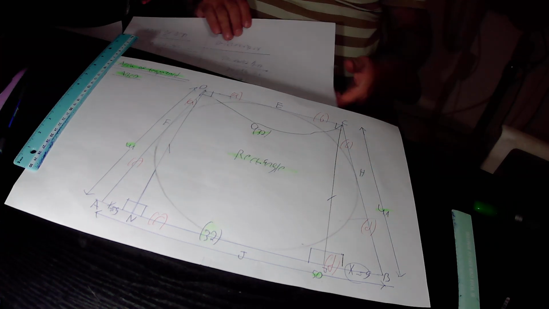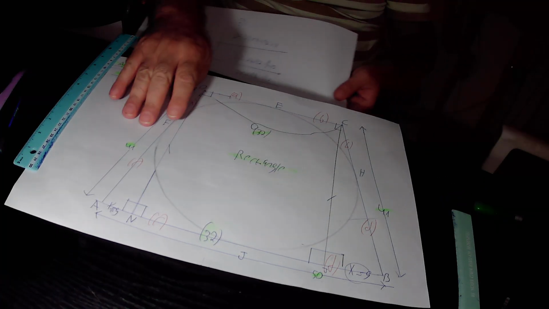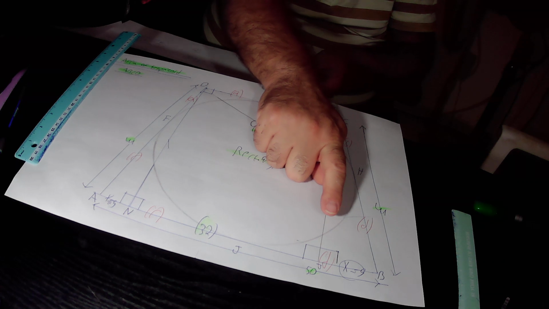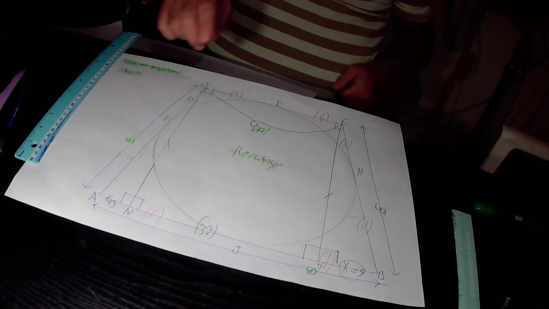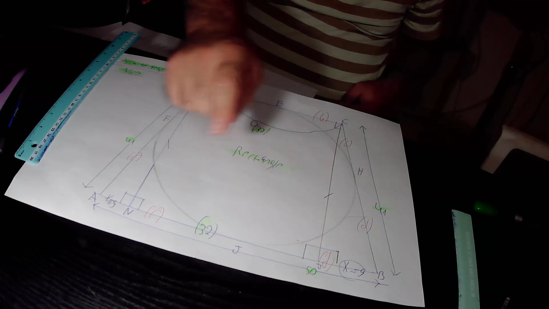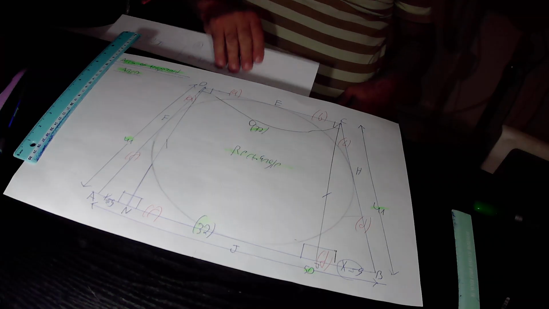Okay, so here we derive that AN equals JB. So if we define the length of AN as x, then JB must also be equal to x because they are equal to each other. AB from one side equals 50, according to what is given in the question, but from the other side it equals x plus 32.